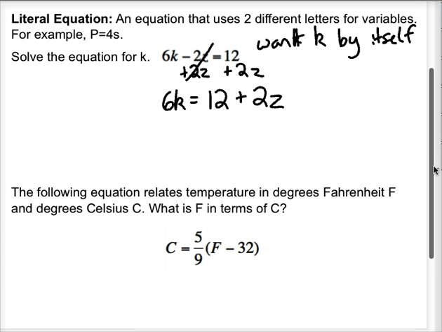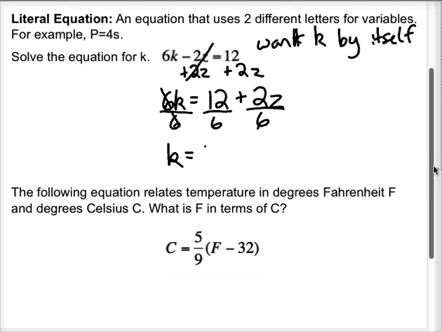So again, don't be fooled. Don't try to combine them. Those are not like terms. However, notice k is not by itself yet. So what I want you to notice, what to do next, is we still have to divide by that 6. Okay, so we have to divide everything by 6.